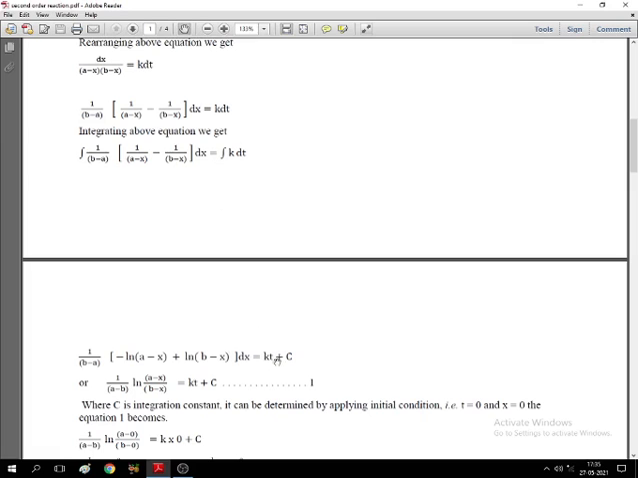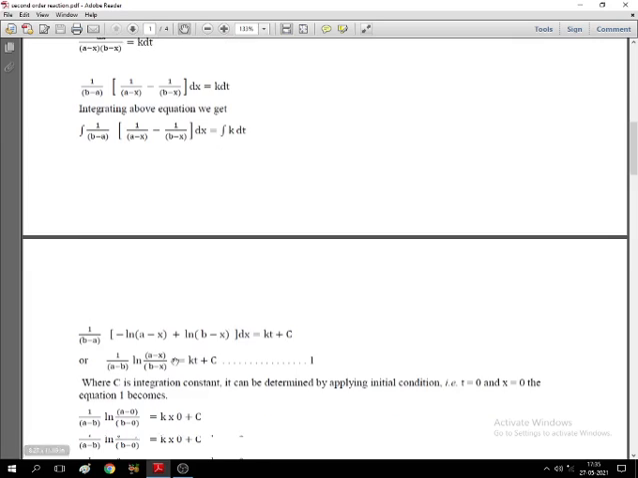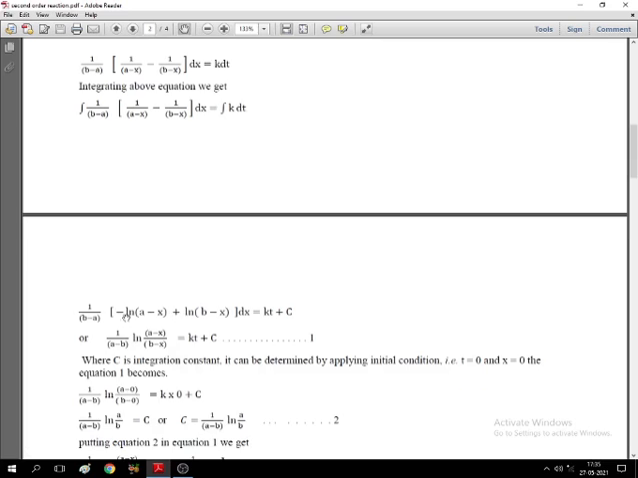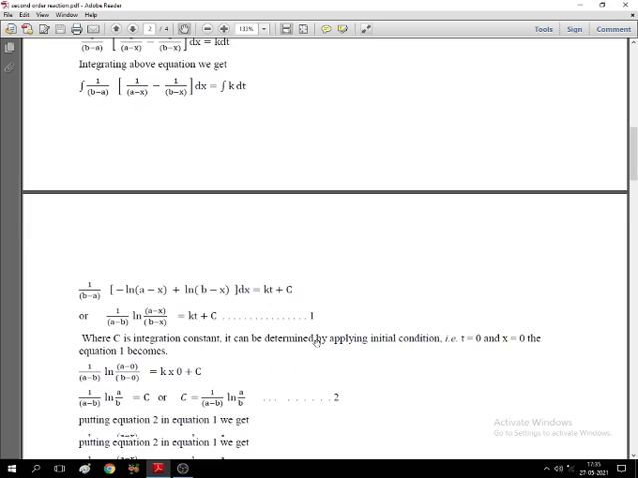c. Or if you rearrange it, if you take the negative sign outside, then B minus A becomes A minus B, this becomes plus ln A minus X, and this plus becomes negative, that is minus ln B minus X. Applying the logarithmic rule, we can say that 1 upon A minus B ln of A minus X divided by B minus X is equal to kt plus c, equation number 1, where c is the integration constant.